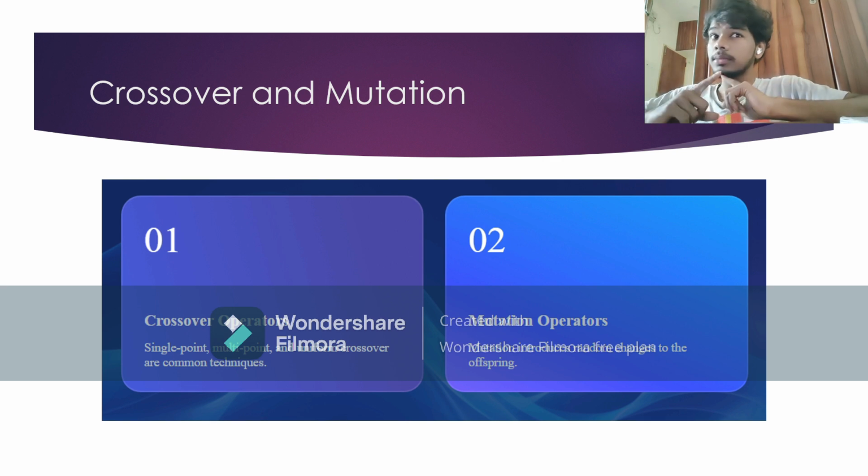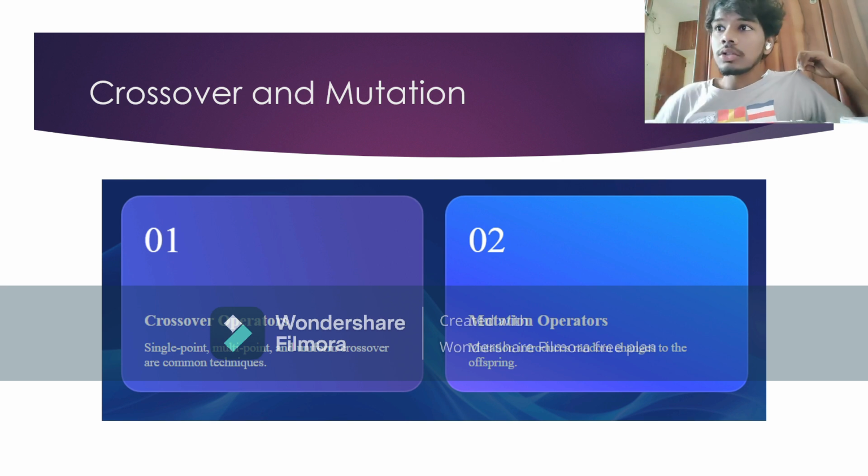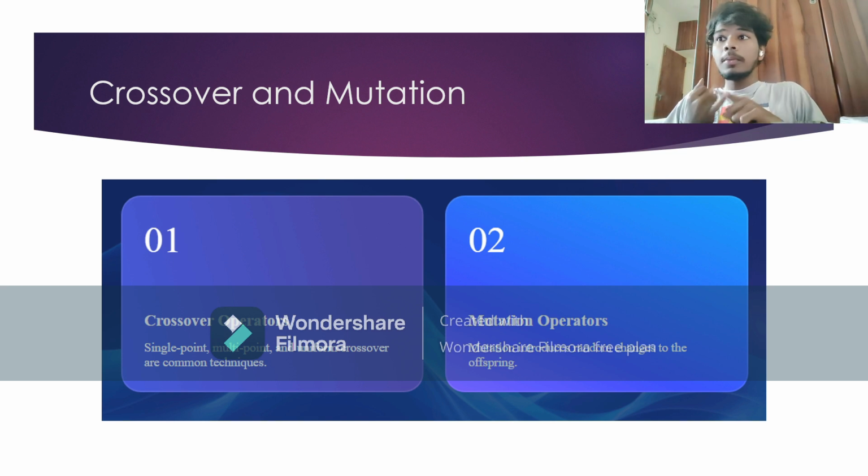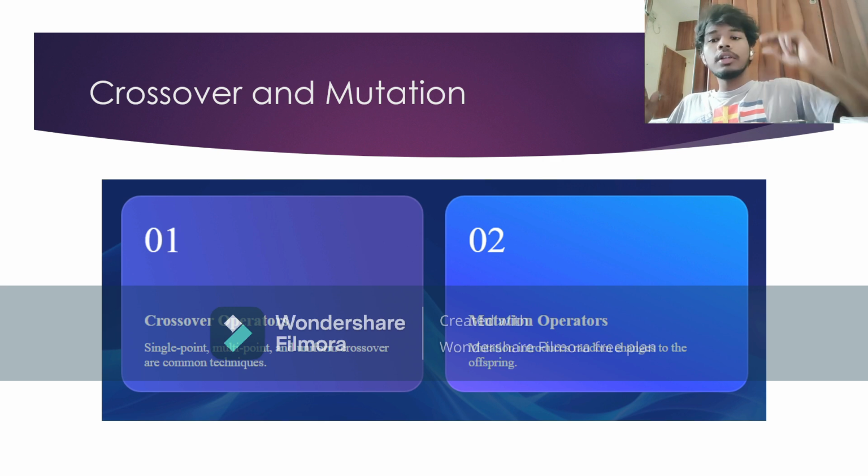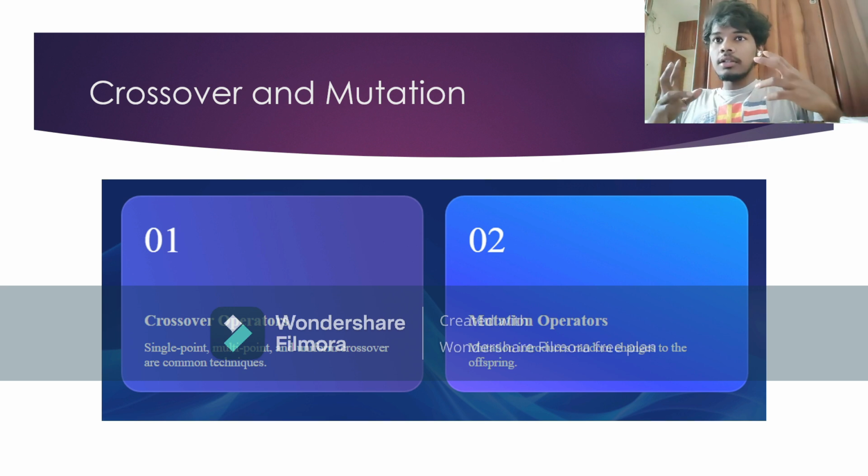Crossover and mutation. This plays a major part in every genetic algorithm problem. So crossover operators are single point, multi-point, and uniform crossover, which are common techniques. And mutation introduces random changes to the offspring. So the second one tells us about the mutation, which introduces changes from the starting point to the ending point. If you see, the mutation operators play a major role in changing the offspring.